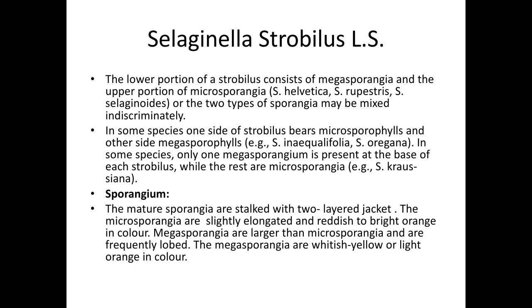There is variation in distribution of sporangia within the strobili of different species. The lower portion of the strobilus consists of megasporangia and the upper portion of microsporangia. In some species, one side of the strobilus bears microsporophylls while the other side bears megasporophylls. Mature sporangia are provided with a two-layered jacket. The microsporangia are slightly elongated and reddish to bright orange in color. Megasporangia are larger than microsporangia and are frequently lobed. Megasporangia are whitish yellow or light orange in color.